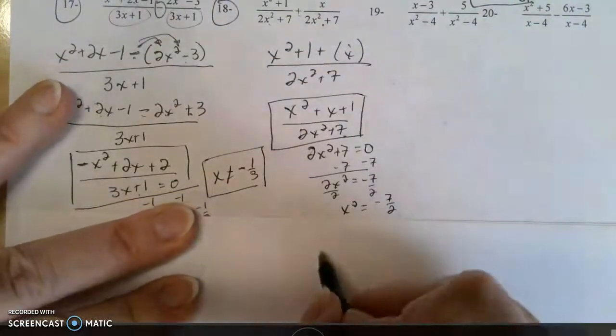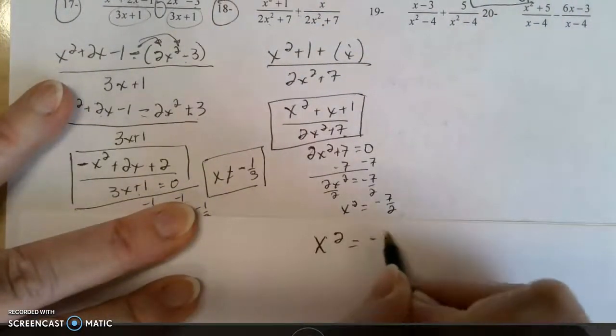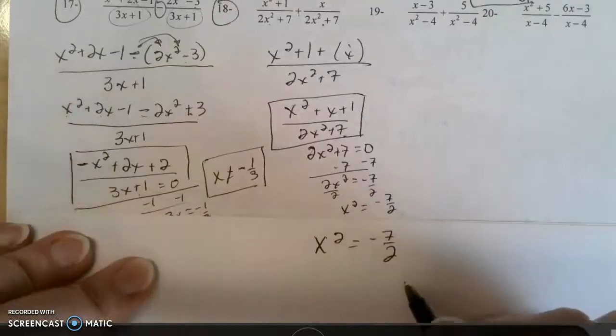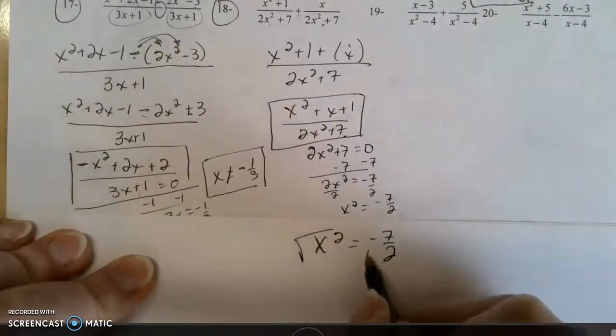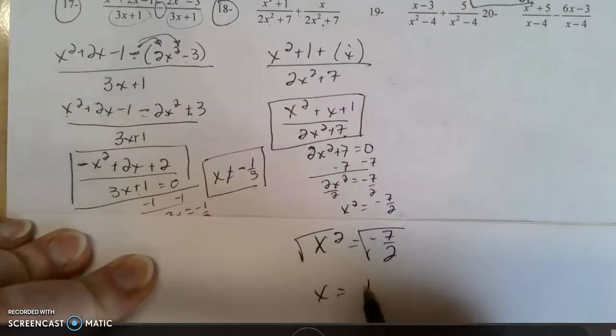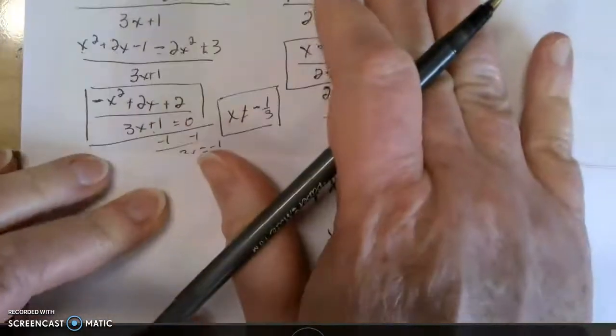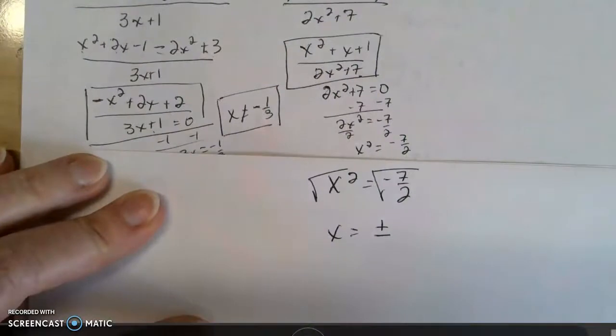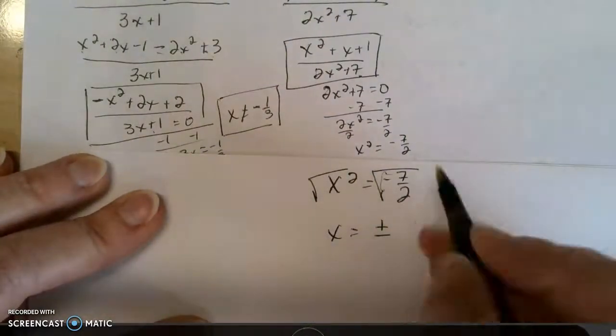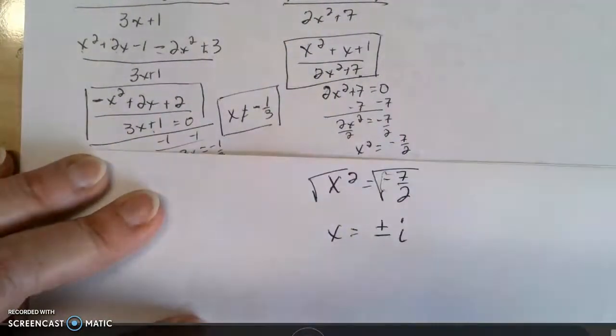I'm going to write it here. So I've got x squared equals negative 7/2. When I have a square, I'm the one that puts the square root on. So I've got a plus or minus, and that is how we get conjugate pairs. I have a negative sign inside, so I know I have imaginary to bring out.